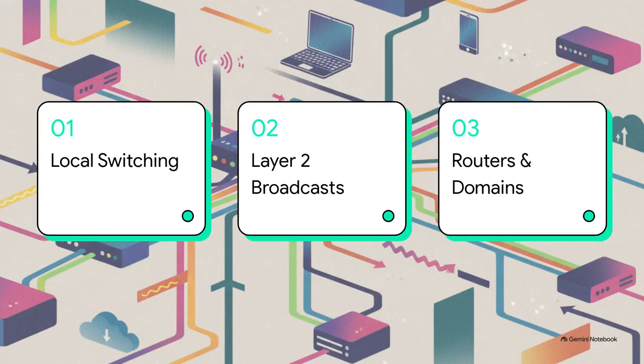So here is our roadmap for today. First, we'll look at local switching and collision domains. Then we'll cover the Layer 2 broadcast flood. And finally, we'll wrap up with routers and broadcast domains.